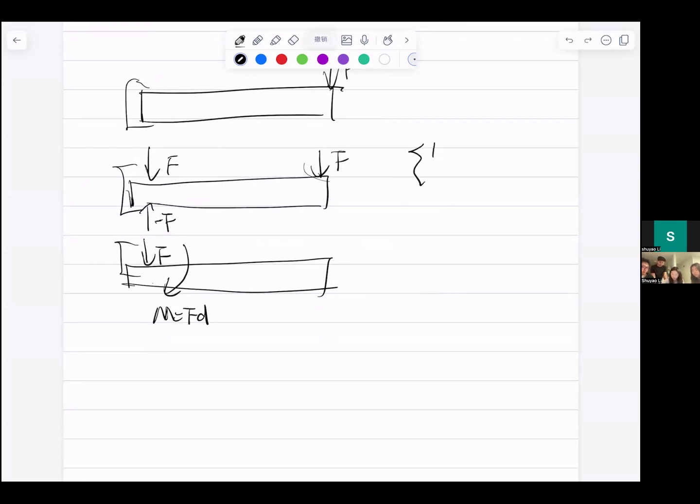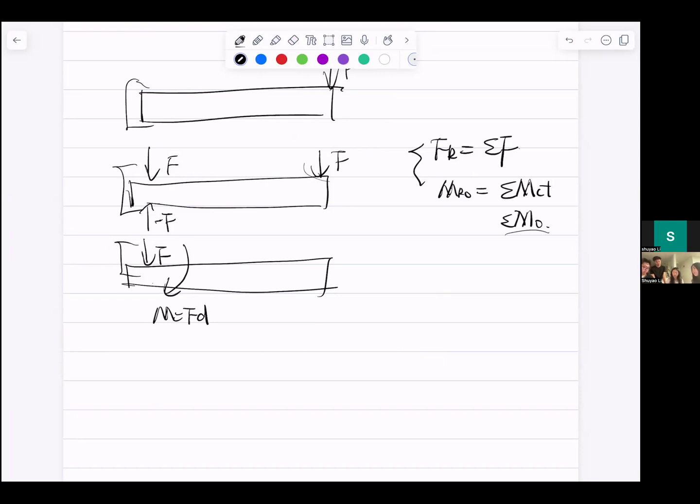So for an equivalent system, there are two things we have to look for. One is F resultant equals the sum of the forces. The other one is M resultant about O equals the sum of the moments that exist on the system, plus the sum of the moments created by the forces in the system.